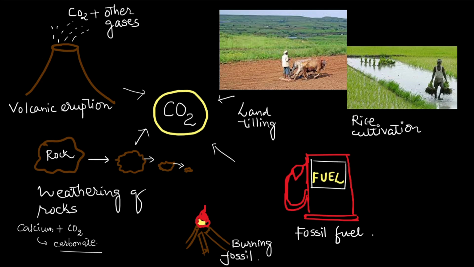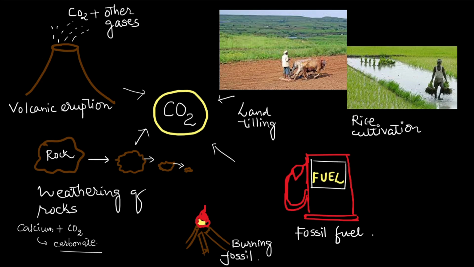Now, a similar thing is land tilling. Land tilling is similar to the weathering of rocks. Wherever agriculture takes place, land tilling takes place in those farms, and whenever land tilling takes place, emission of CO2 occurs. During rice cultivation, CO2 emission also takes place. And from the burning of fossil fuels, CO2 emission also takes place. So, these are the various sources.